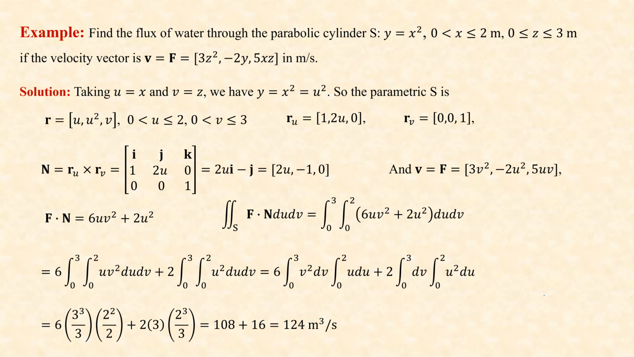Because u and v are in meters, and F, which was like that, was in meters per second, we get meter cubed, and n doesn't have a unit. So we get meter cubed per second. That's the flow rate, the volume flow rate of water through the surface. Any questions?